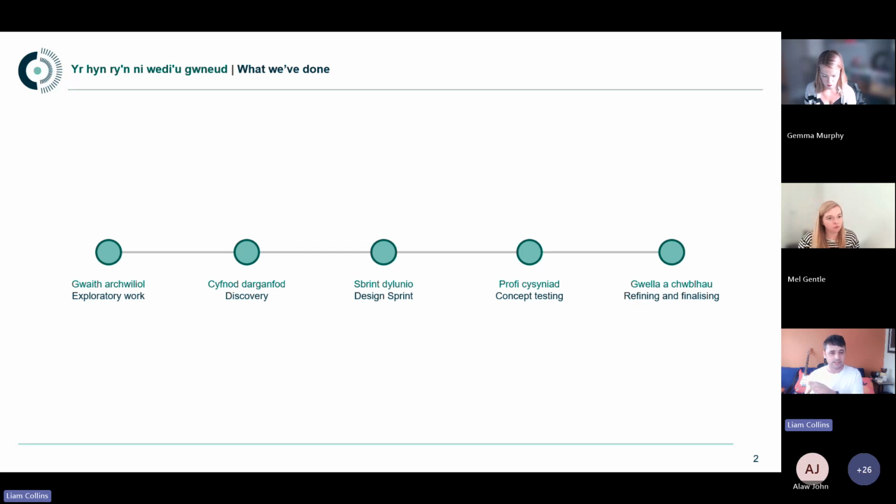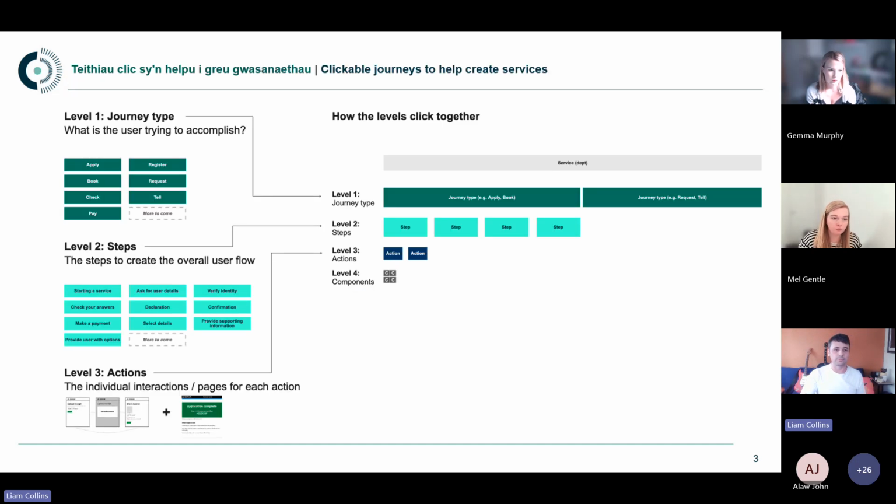That's to say citizens, people who would use services that these patterns could be helping to build. That's what Mel's going to talk to you about in a minute. But just to quickly give you an explanation of what we mean by service patterns: we're talking about clickable journeys to help create services. I'm not sure whether you can see how clear the text is on here, but the way that we're thinking about it is that there are 3 levels.